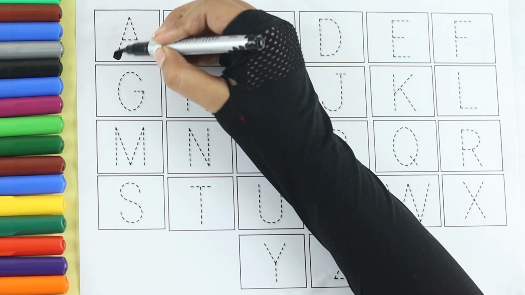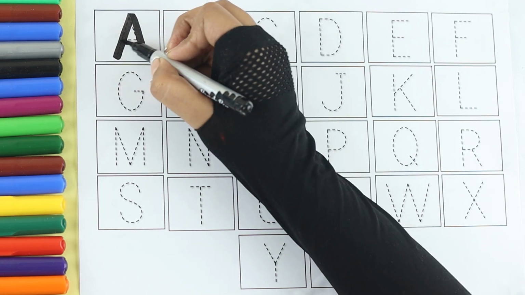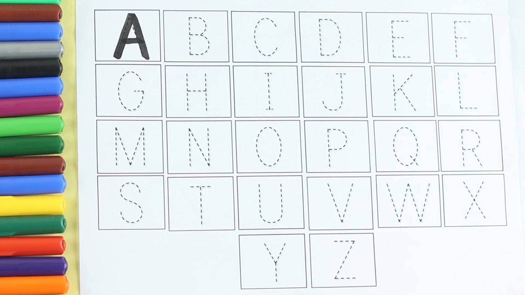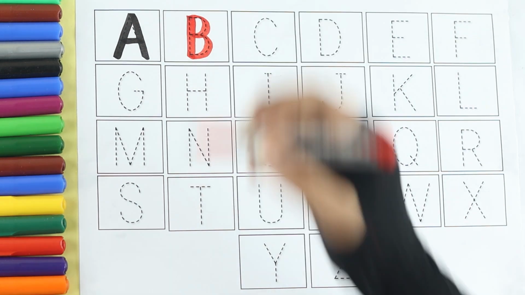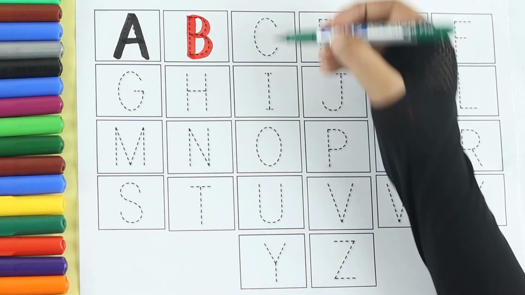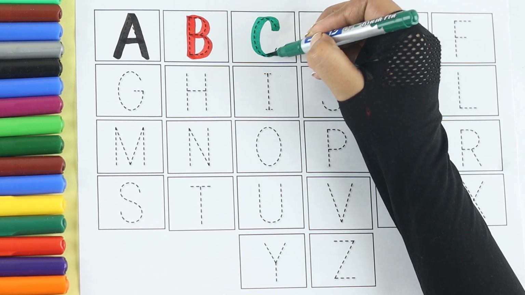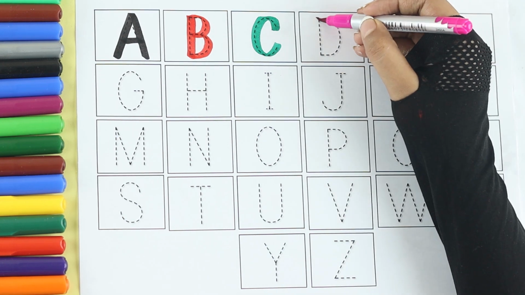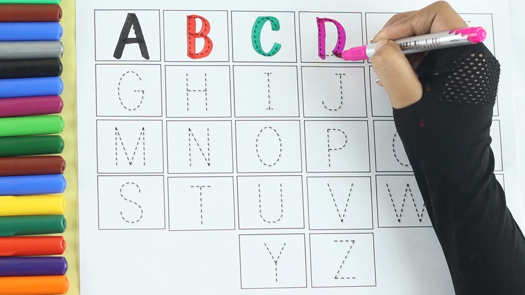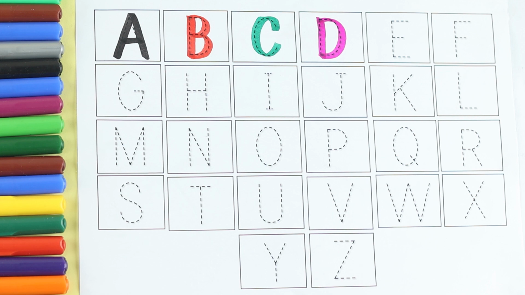Black color. A for apple. Red color. B for ball. Green color. C for cat. Pink color. D for dog.